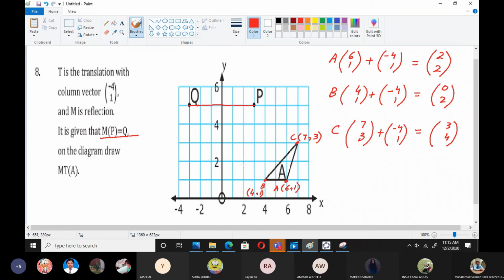So 2, comma 2 is here. 0, comma 2 is here. And 3, comma 4 is here: 3, comma 1, 2, 3, 4. Everyone understood it? Is there any problem?